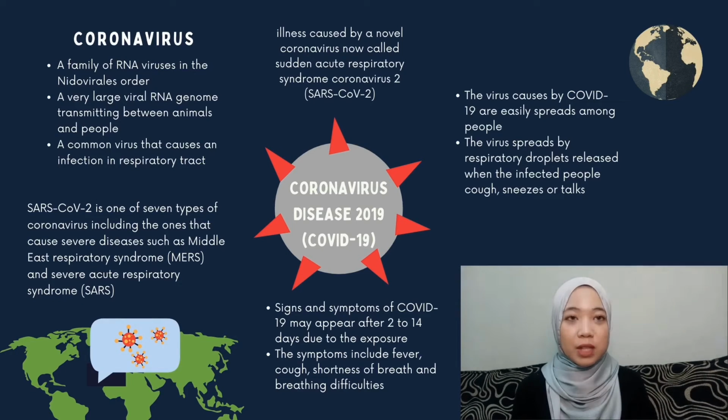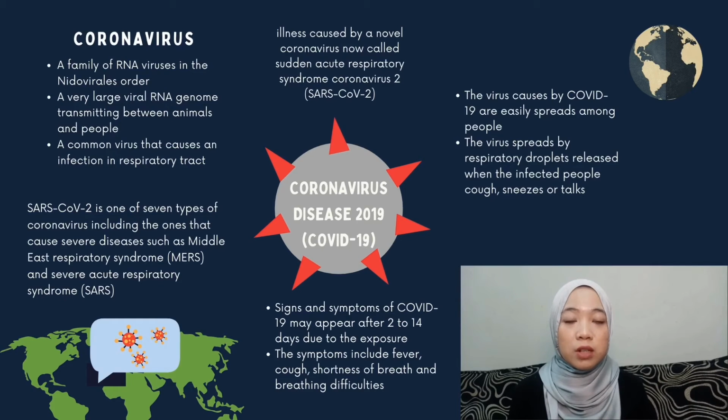In early 2020, the World Health Organization identified severe acute respiratory syndrome coronavirus 2 as a new type of coronavirus. Coronavirus disease 2019, which is COVID-19, is defined as the illness caused by a novel coronavirus, now called severe acute respiratory syndrome coronavirus 2, which was first identified amid an outbreak of respiratory illness in Wuhan City, Hubei, China. Then, the World Health Organization declared COVID-19 a pandemic. The outbreak spread quickly around the world.